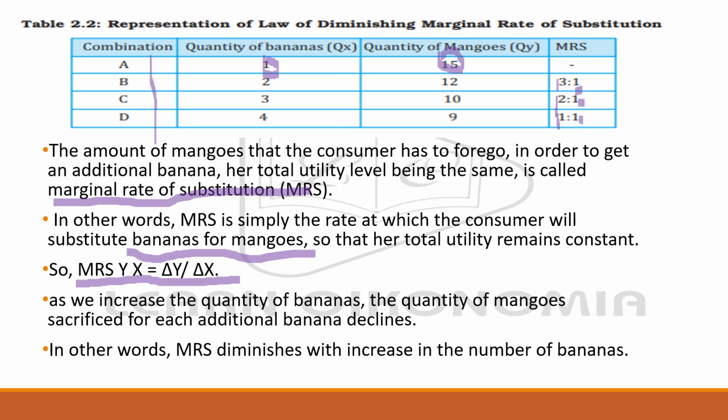So this will give you your MRS, that is 3 by 1, 2 by 1, 1 by 1. Here you will be getting MRS as 3, here as 2, and here as 1. So it would be 3, 2 and 1. You could see that your MRS would be diminishing with the increase in the number of bananas. That is what you could get from this table, and that is what actually happens also.